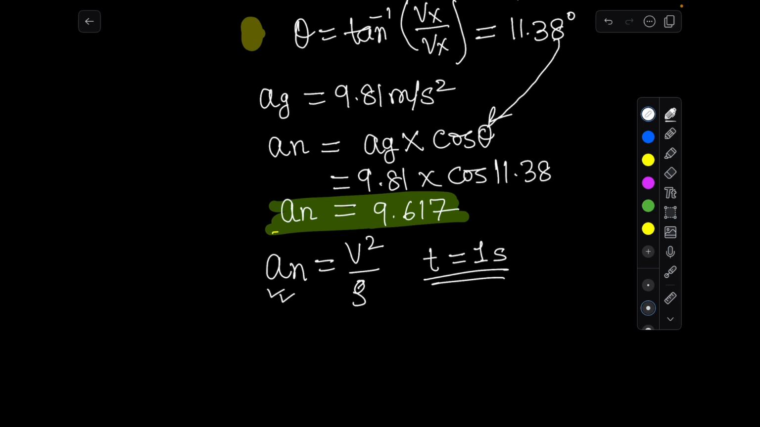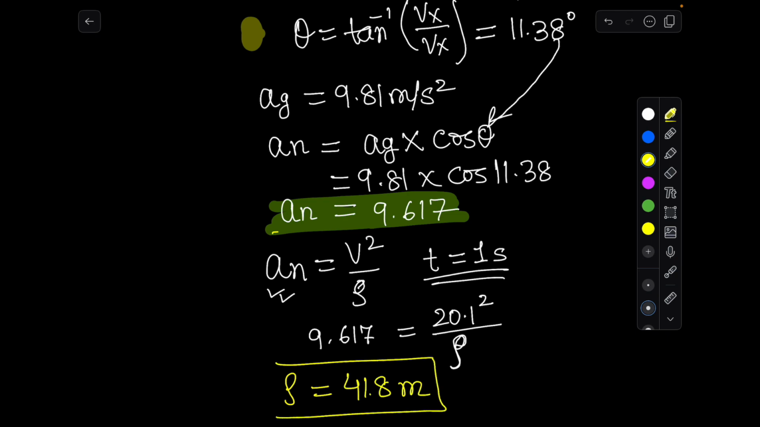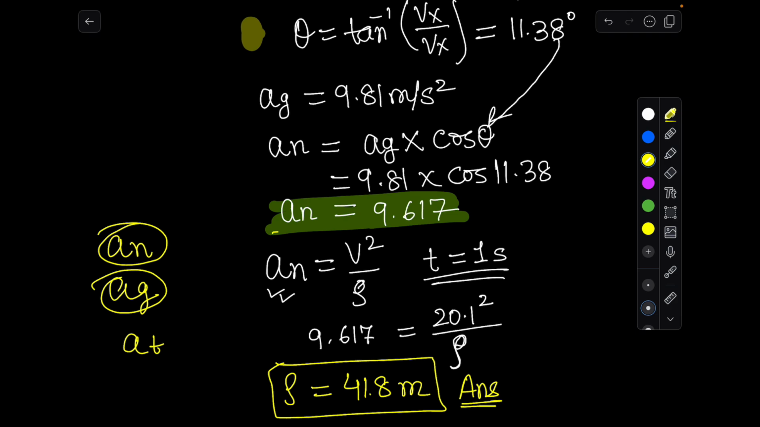So for this purpose I'm going to put the values: 9.617 for AN, the velocity is 20.1 meter per second, and the radius of curvature is 41.8 meter. This is our answer. Now we have already calculated AN, and we know the AG, so we can calculate AT very easily.